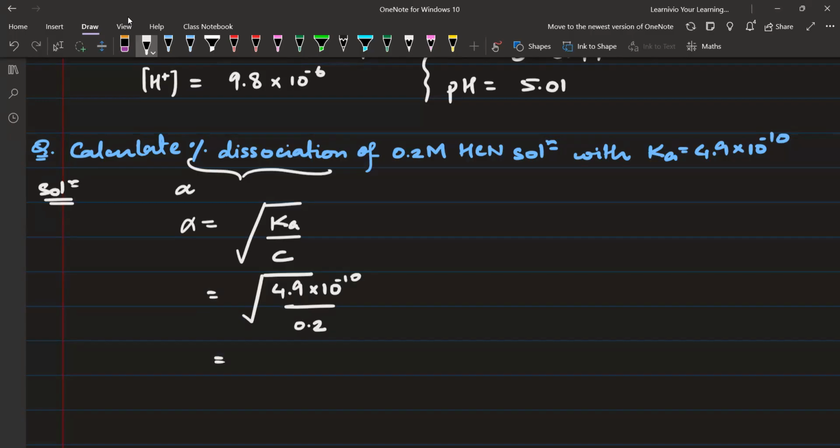कैसे करें बताइए इसको जरा। Both the decimals I can remove, right? 49 into 10 to the power minus 10 upon 2 लिख सकते हैं, this will be under root। अब इसको कैंसिल मत कर दीजिएगा 49 को, 49 will get outside, it will become 7 into 10 to the power minus 5 upon root 2, root 2 is 1.4, which will be equal to how much?